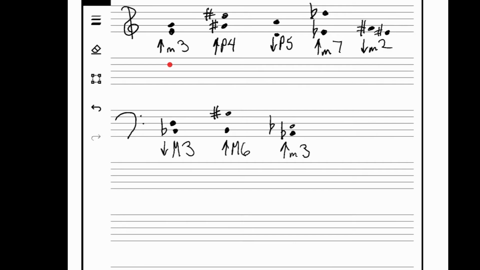Minor third above E. If E were the E major scale, it would be a G sharp. This is too small, so it's a minor third. Perfect fourth above G sharp. Same accidental rule applies. Don't even have to think about it. Just slap a sharp on that C. Perfect fifth below A. Use the same accidental rule again.